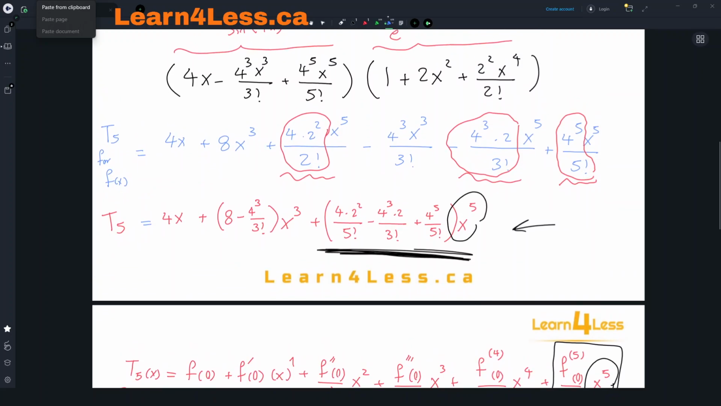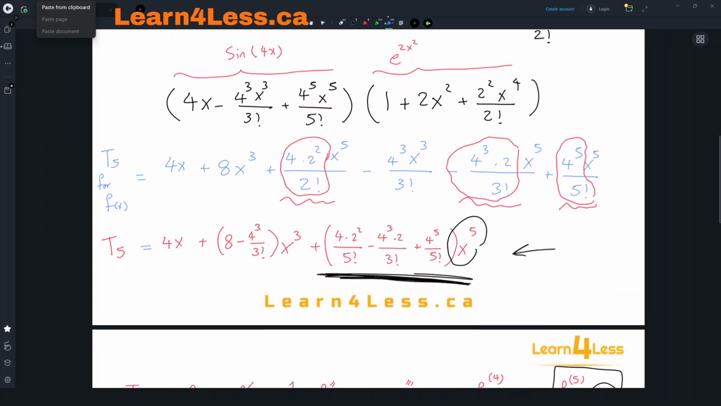Okay, I made a mistake here. Sorry, there was a typo here. I just quickly fixed that. So here, when I was writing that, it was a 2 factorial. My bad. So sorry about that.